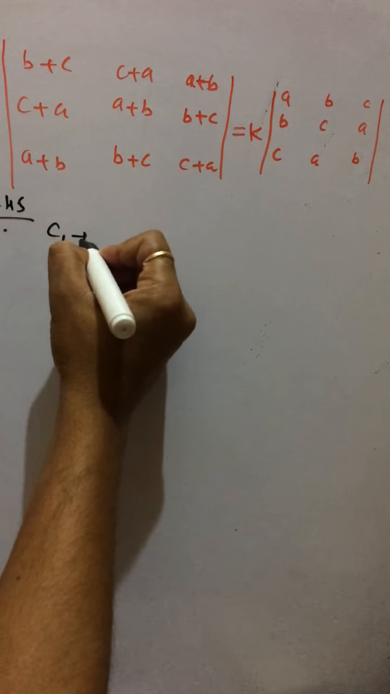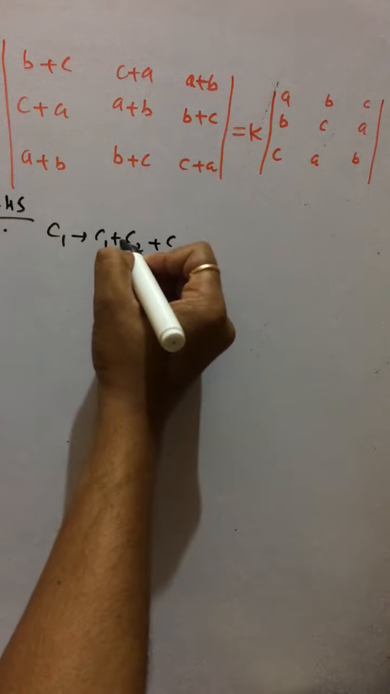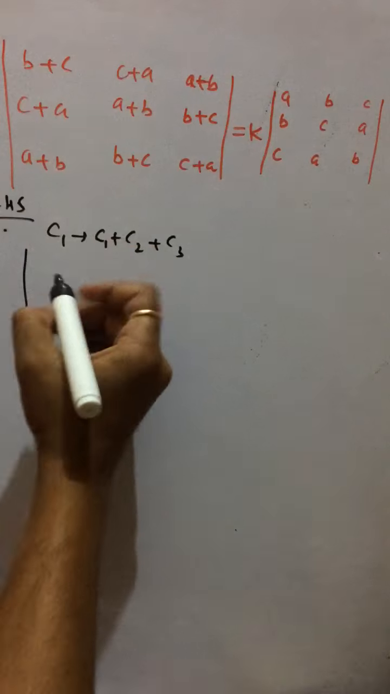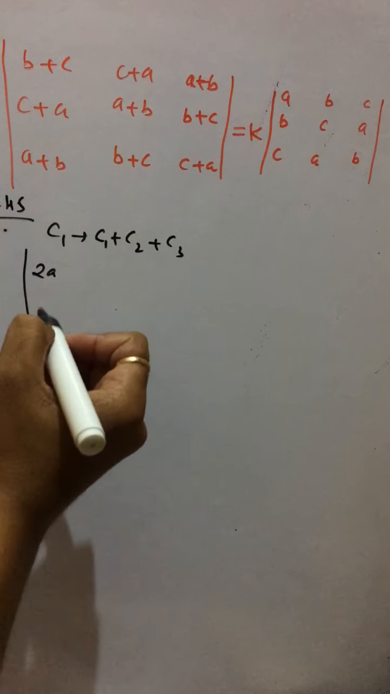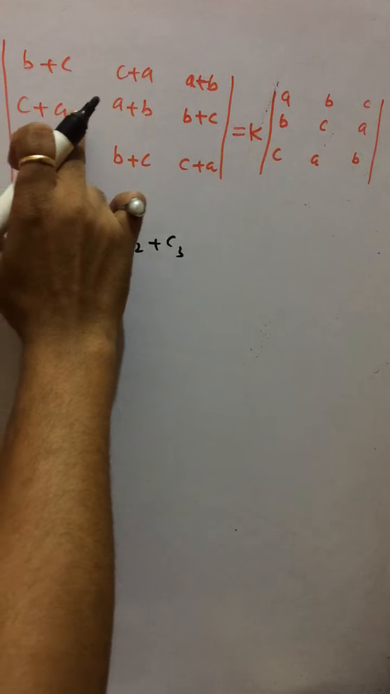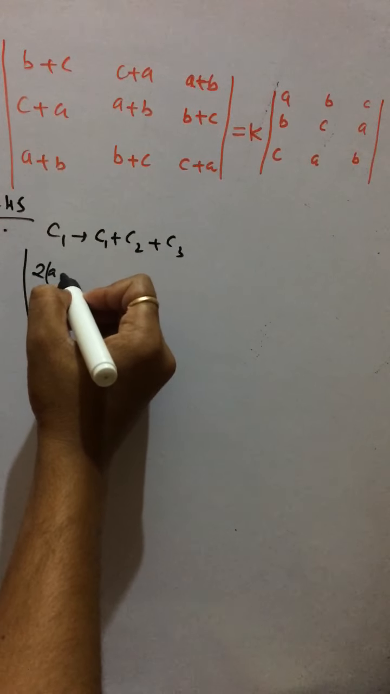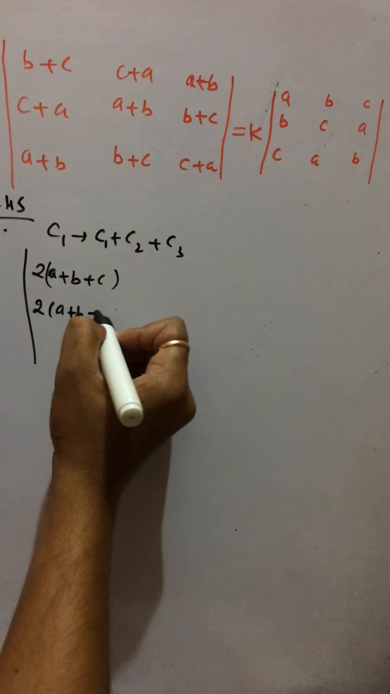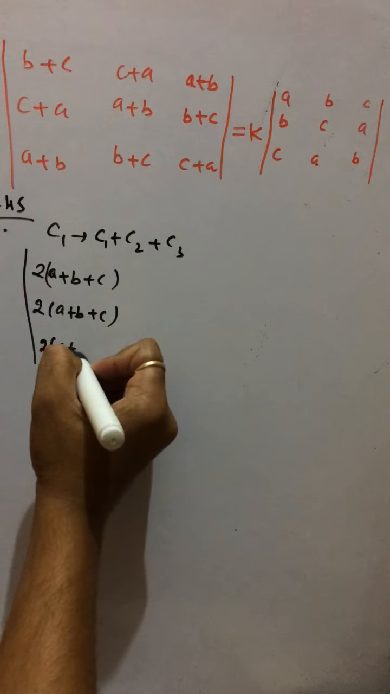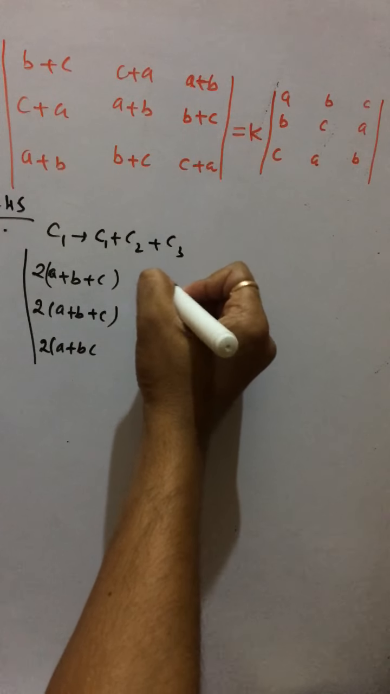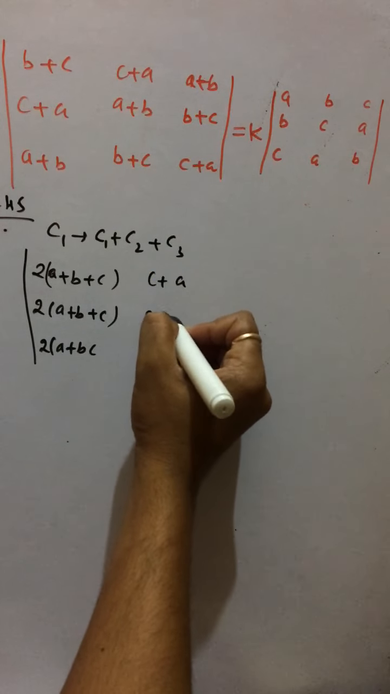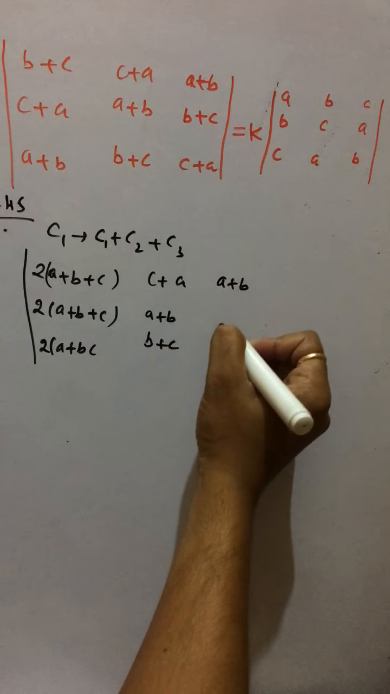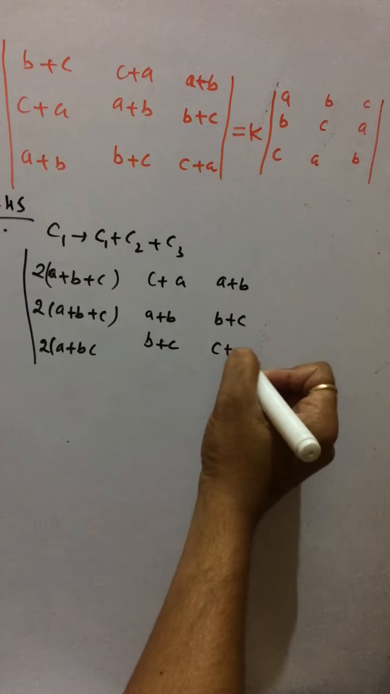So apply here, C1 changes to C1 plus C2 plus C3. When you apply this, so what would you get? C1 plus C2 plus C3. That means you'll get 2A plus 2B plus 2C. So we can take 2 common: A plus B plus C, 2 again A plus B plus C, 2 again A plus B plus C, and a similar result, 2 times C plus A, A plus B, B plus C, C plus A.